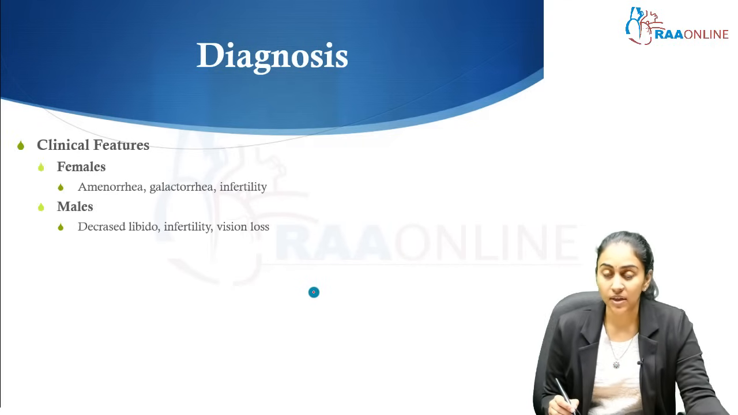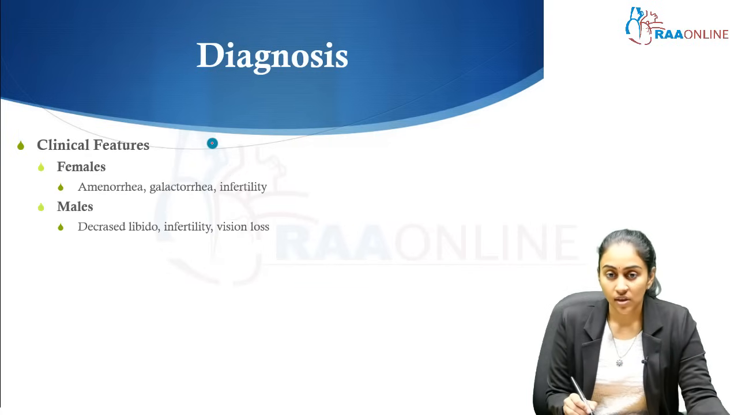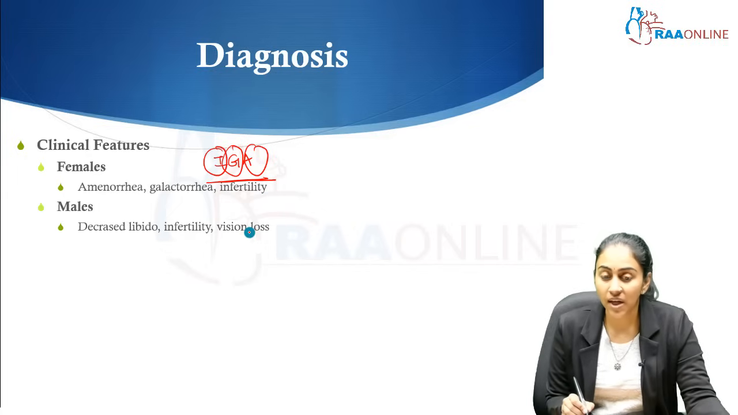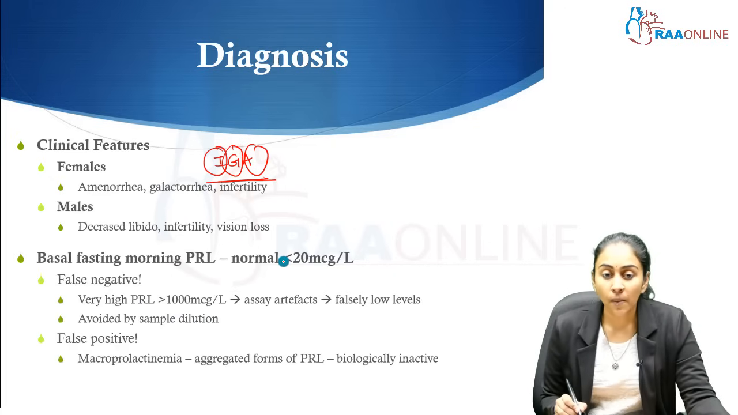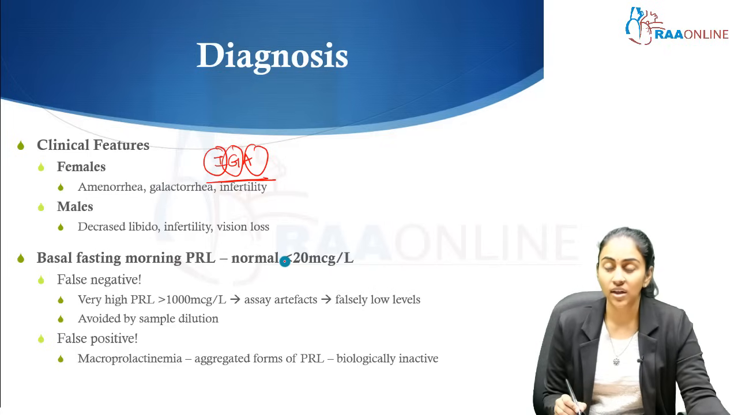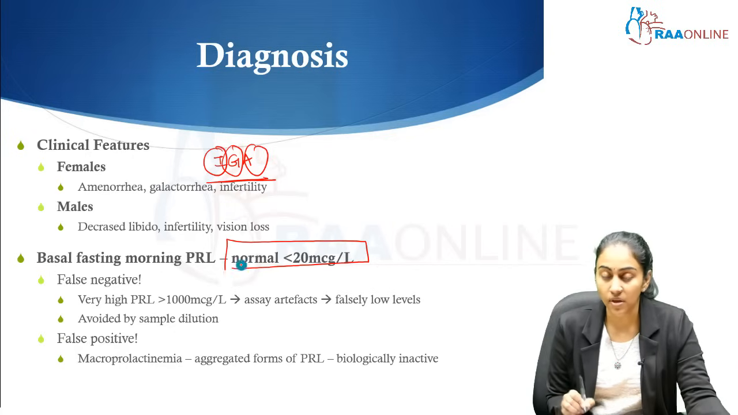Typically, hyperprolactinemia presents with this triad of galactorrhea, infertility and amenorrhea. So, we can call it the IGA triad. The infertility, galactorrhea and amenorrhea, this triad makes up hyperprolactinemia. In males, it can present with the same infertility, decreased libido and also vision loss if there are mass effects. So, a basal fasting morning prolactin is what is preferred, and a normal prolactin is going to be less than 20 microgram per liter.